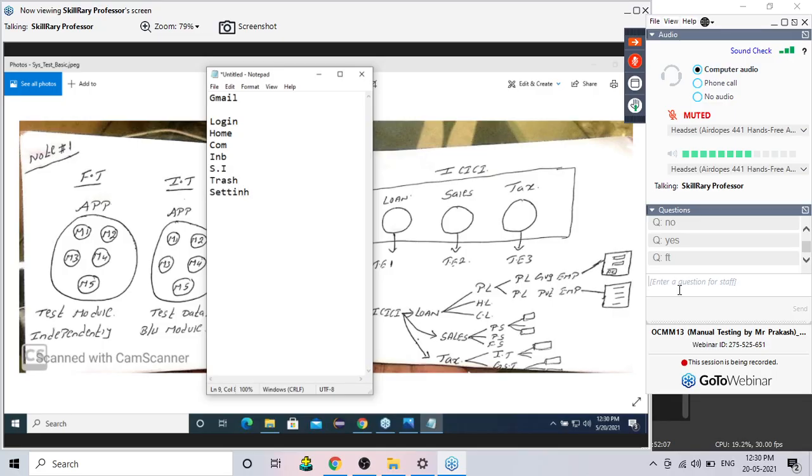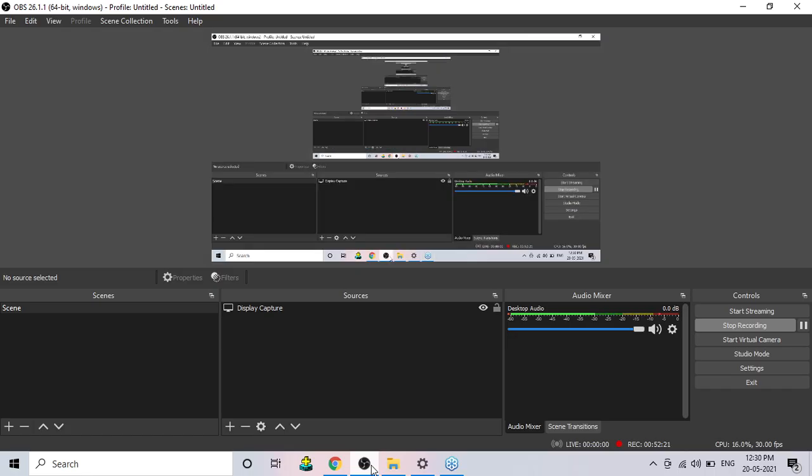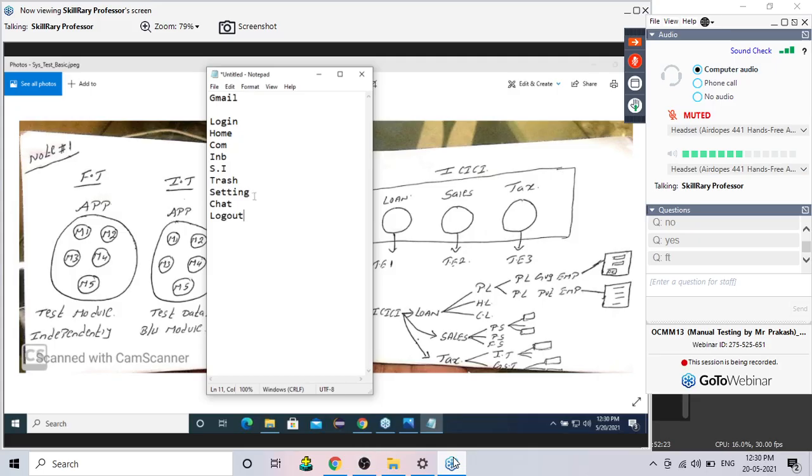Then we have something called as settings. Then let me take chat. That is also one big module. And let me take a module called as logout. Okay. Now, many modules are there. I have just taken, in general, that's all. Let me take some help also. These are the different modules which we have in Gmail.